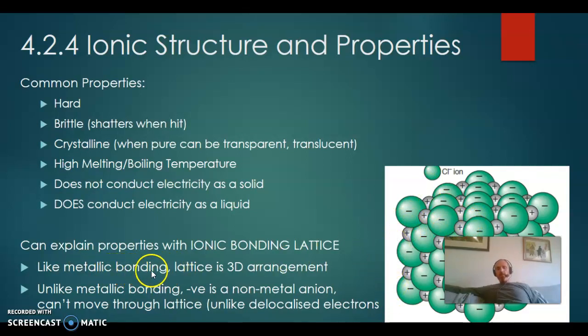They've got generally high melting and boiling temperatures, and they don't conduct electricity as solids, but they do conduct electricity as liquids. And we can explain these properties with the ionic bonding lattice, shown here. Just like in metallic bonding, a lattice is that continuous 3D stacking arrangement. Unlike the metallic bonding lattice, in this case the negatives are the non-metal anions and they can't move through the lattice, unlike, if you remember metallic bonding last week, the delocalized electrons which could move.